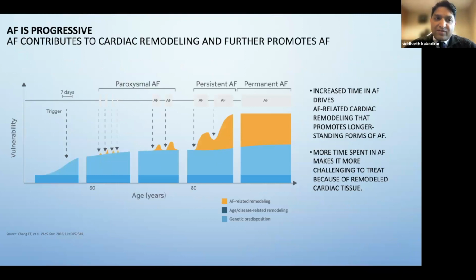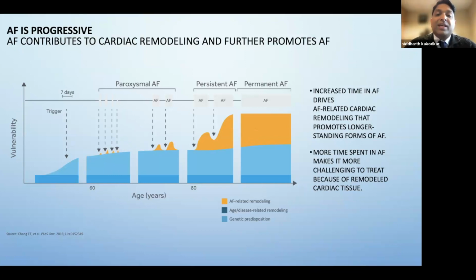And AFib is progressive. Early AFib, we know where it comes from. It comes from the pulmonary veins. But as you can see, as time goes on, you develop more of what's called cardiac remodeling of the tissue, the left atrium. It becomes more fibrosed, and this yellow in this graph represents that. So the more AFib you have, the more triggers for AFib develop over time.